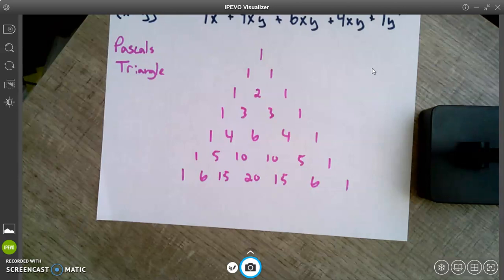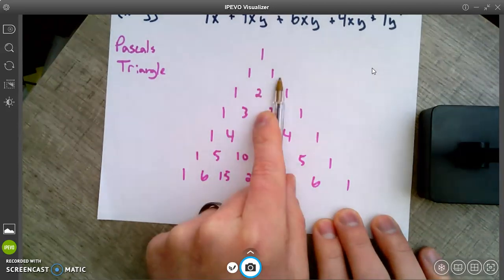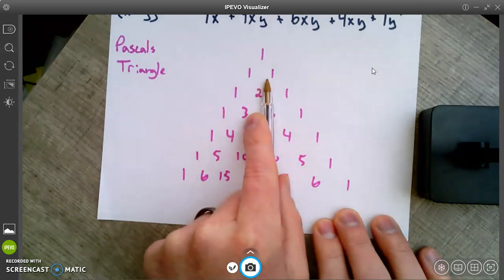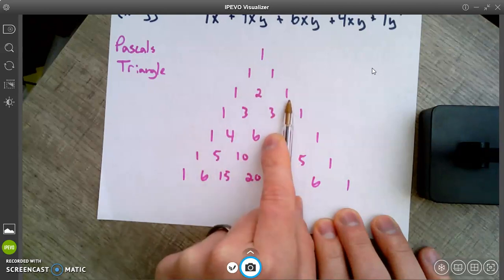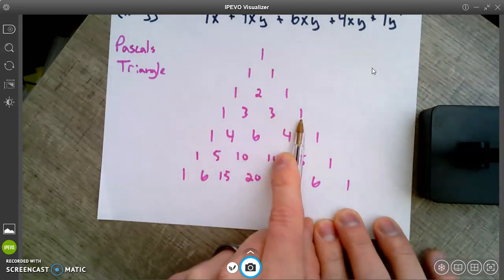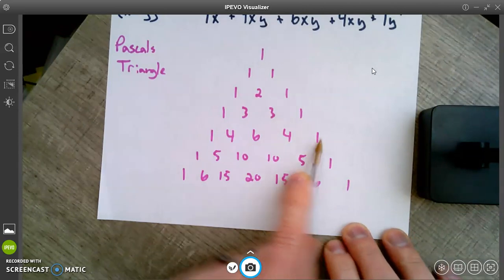Here's one. This top row, that's 1, that's 11 to the 0 power. Here's 1 and 1 next to each other. That's 11. That's 11 to the first power. The next one, 121. That's 11 squared. What do you think this is? That's 11 cubed. What do you think this is? That's 11 to the fourth power. Some crazy stuff in here.